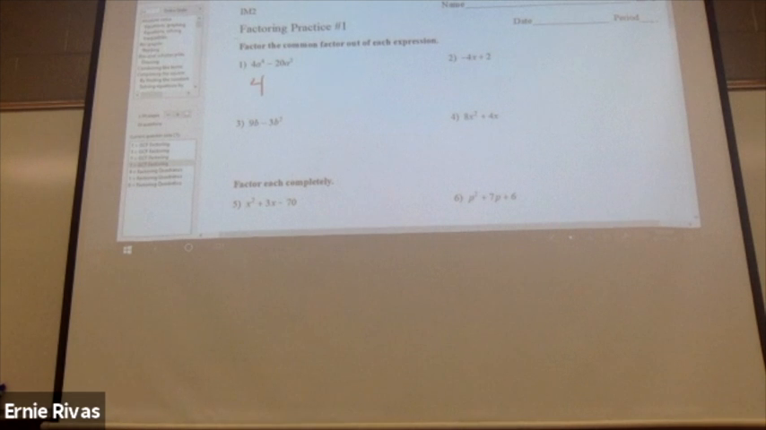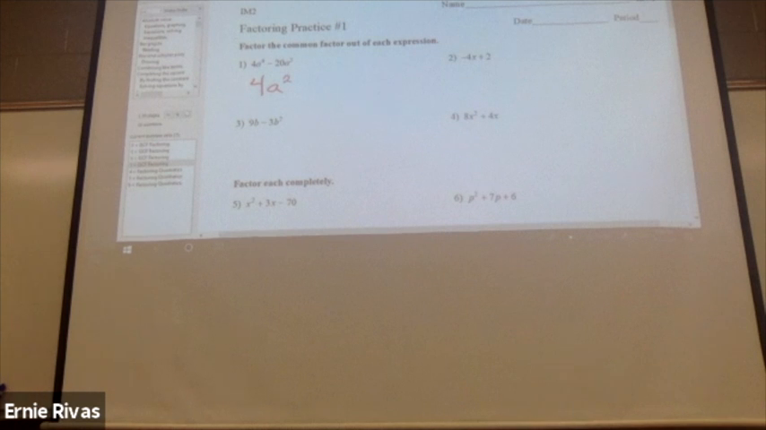And then, is there an a in each term? Is there an a squared in each term? Yes. And then there's not an a to the 3rd power, right? So a squared is the biggest a that we can pull out of each term. So now we're going to pull out that a squared.